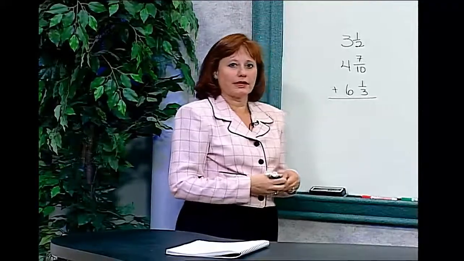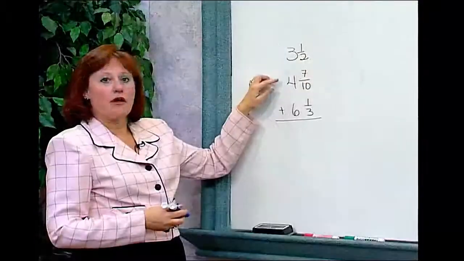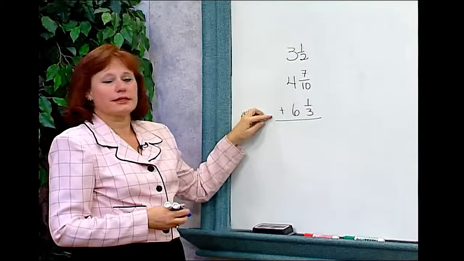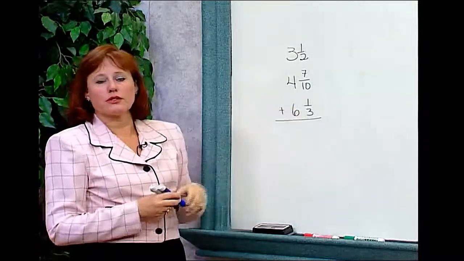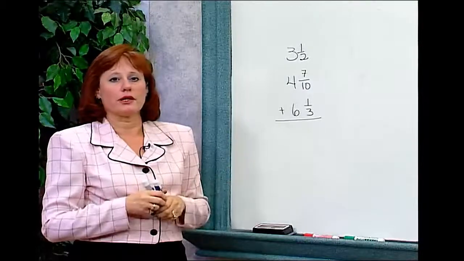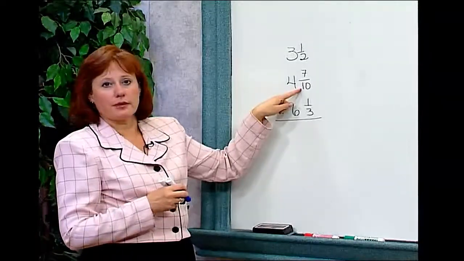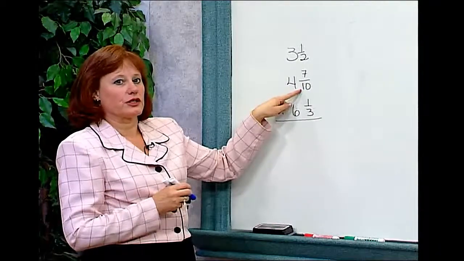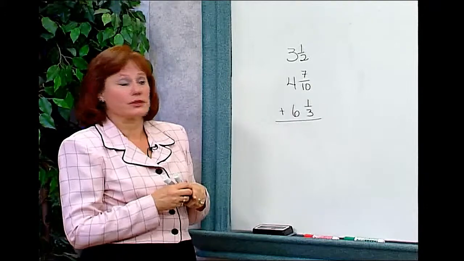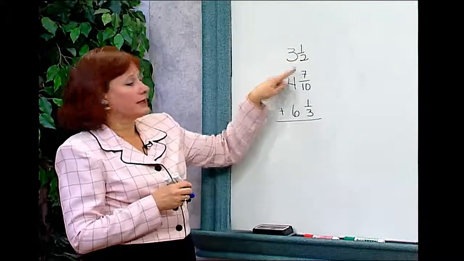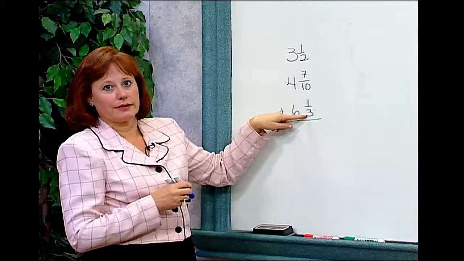For my third example, I've chosen to add these three numbers together. We'll add 3 1/2, 4 7/10, and 6 1/3. These have very different denominators, so we know the very first thing that we're going to want to do is find the least common denominator. 10 is the biggest number, so after a little bit of investigation, we can find that 30 will be the least common denominator for these numbers. 2 goes into 30 evenly, 10 goes into 30 evenly, and 3 goes into 30 evenly.